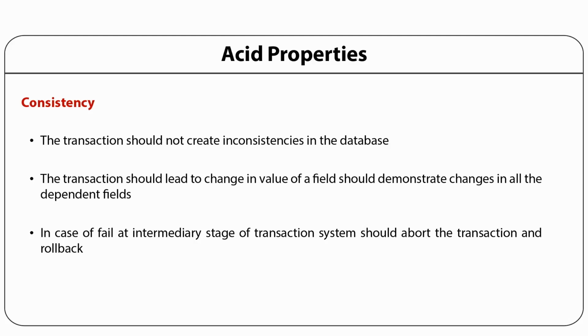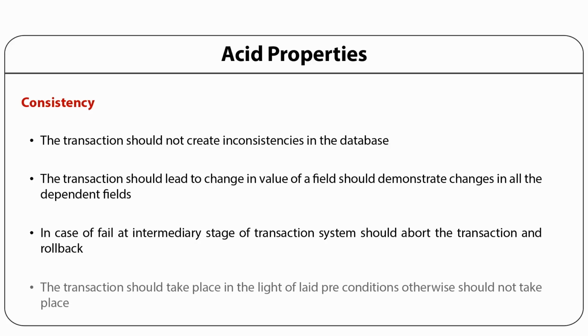It is more or less like atomicity. That means when there is a transaction and in between there is a failure, or any kind of inconsistency, or any kind of mishap, the system should immediately leave the transaction and move to the previous stage. The transaction should take place in the light of pre-laid conditions, otherwise it should not take place.